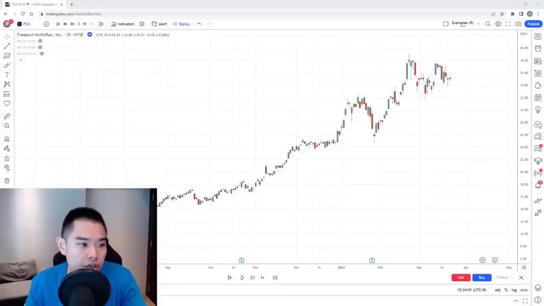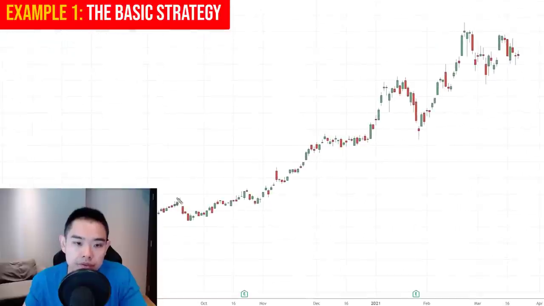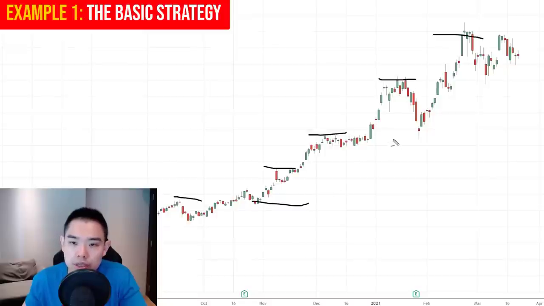Okay, this is the chart of FCX, Freeport McMoRan. So this stock is pretty much in an uptrend. As you can see, the price is making a series of higher highs, higher highs, higher highs, and higher lows, higher lows, higher lows. So clearly it's in an uptrend.